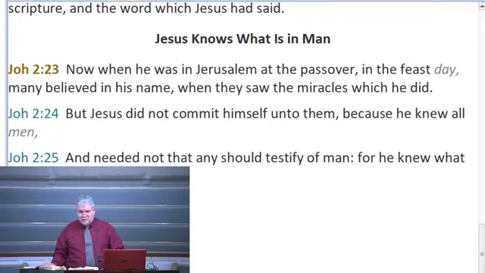Nicodemus comes to him and says, well, what a great teacher you are, because nobody can do these things that you do except God be with him. And Jesus said, you need to be born again, Nicodemus. And then he gives him John 3:16.